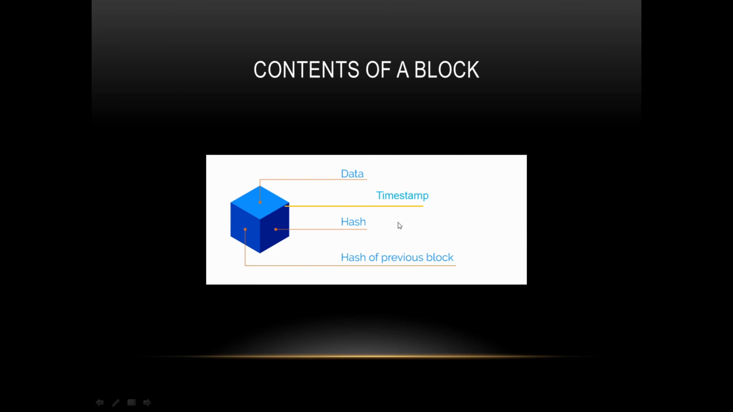Timestamp. Each block has a timestamp of its own for when it was created, in epoch time. Then data. It has many types of data. It might be transaction data. In smart contracts, there might be some certificate data or something else.